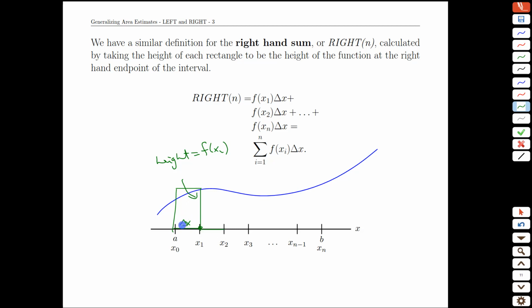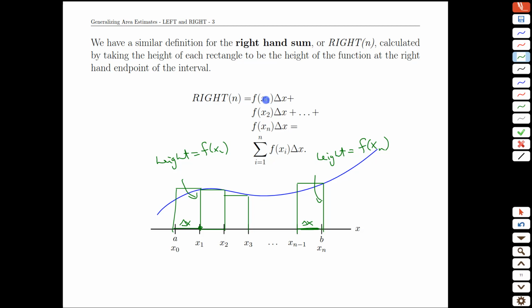On the next rectangle, it's the same thing. Width is delta x, height would be based on x2, and then x3, and so on, until we get to the last interval. And on the last interval, we have delta x again. We build the height from the right-hand endpoint. Draw that a little more clearly, a little more straight. There we go. And that last height will be f at the x value at the end, which is f of x n.